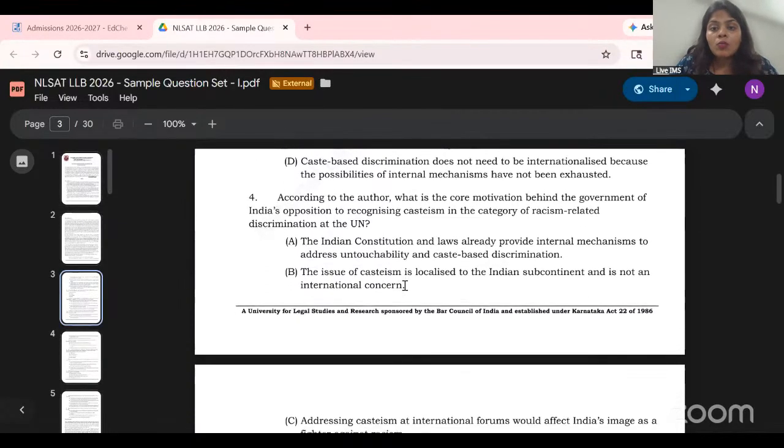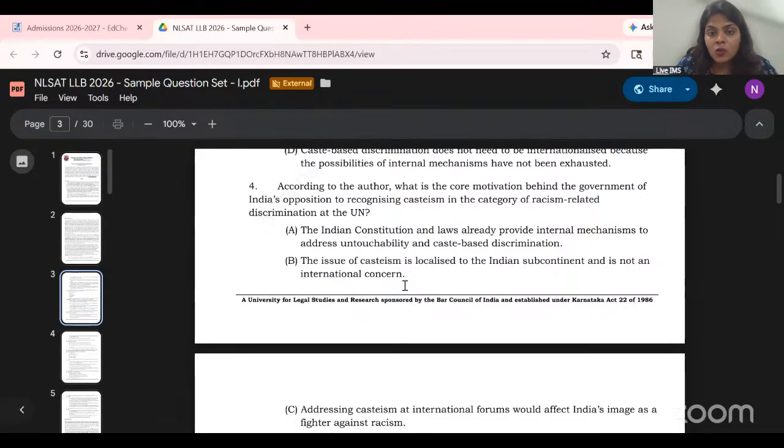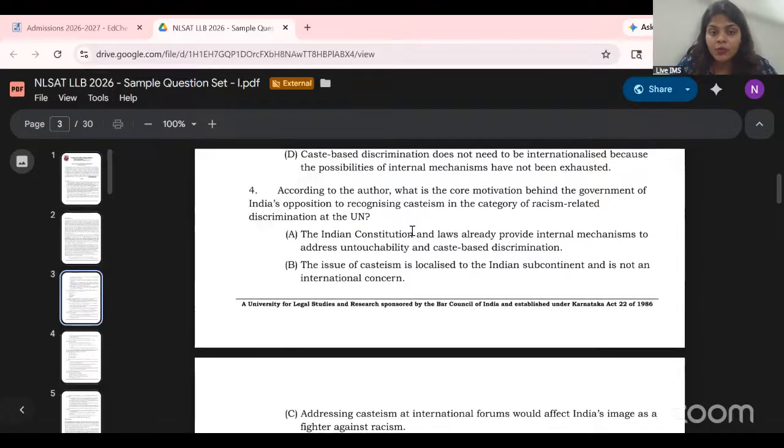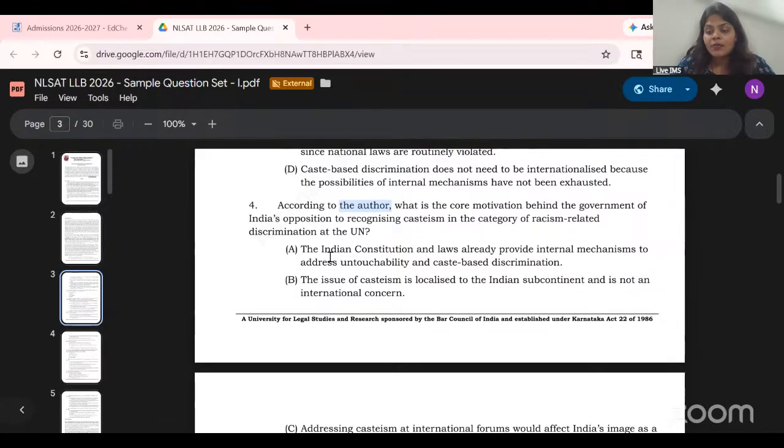All right. Now, moving to question number 4, it is talking about, according to author, what is the core motivation behind the government of India's opposition to recognizing casteism in the category of racism related discrimination at UN? So, again, it is talking about author's viewpoint, core motivation behind the government of India's opposition. So, it is asking that when author is mentioning about this passage, what could be the core motivation of the government when government is opposing this recognition of casteism?